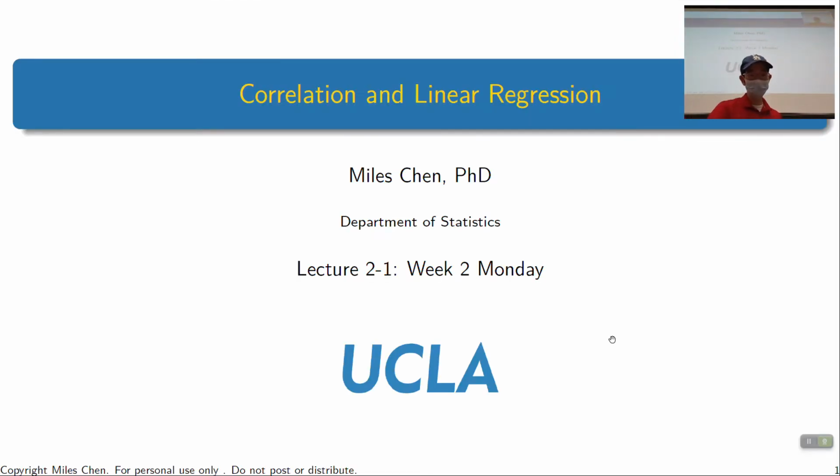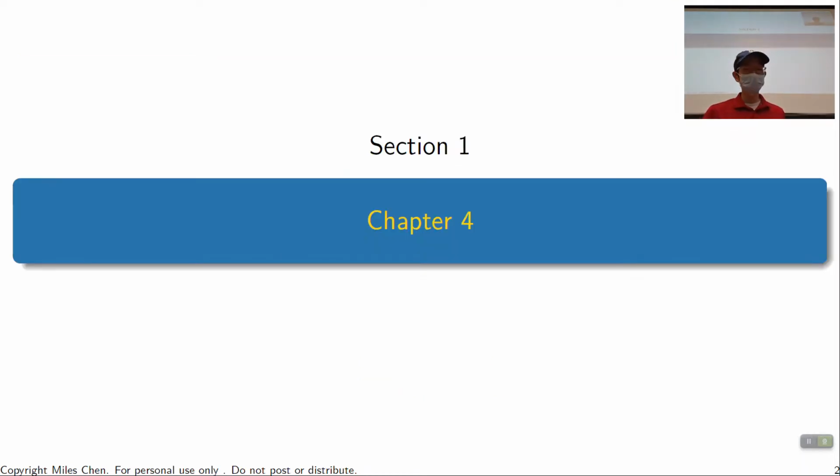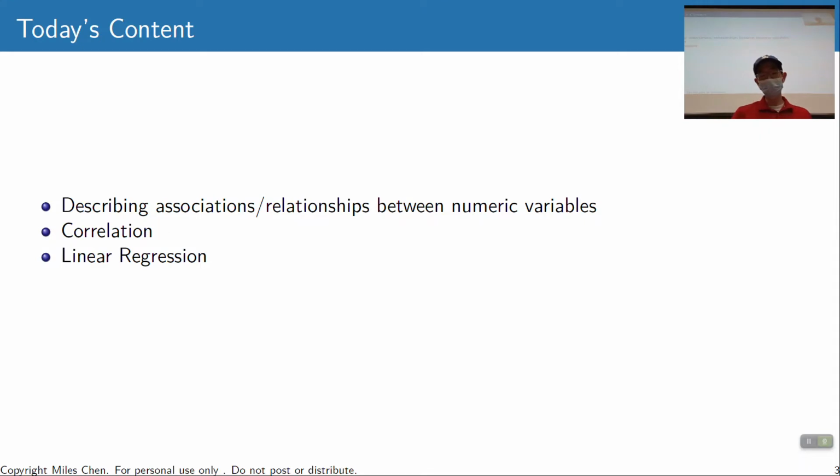Okay, so this week, or today's lecture, we'll take a look at correlation and linear regression. This is chapter 4 in our textbook, and this chapter still falls under the category of descriptive statistics. Last week, we covered chapters 1 through 3, and those were all about being able to describe some data.